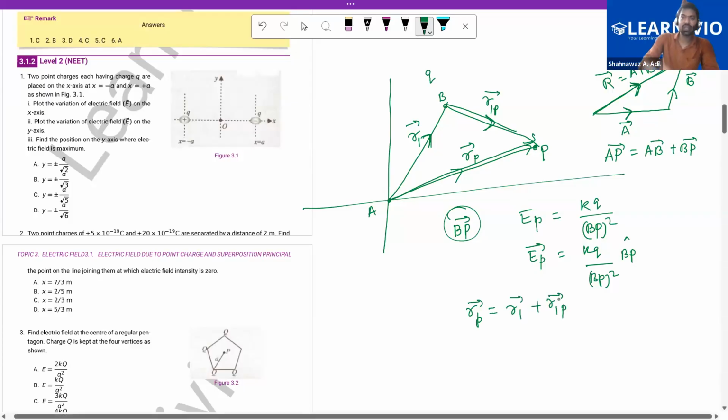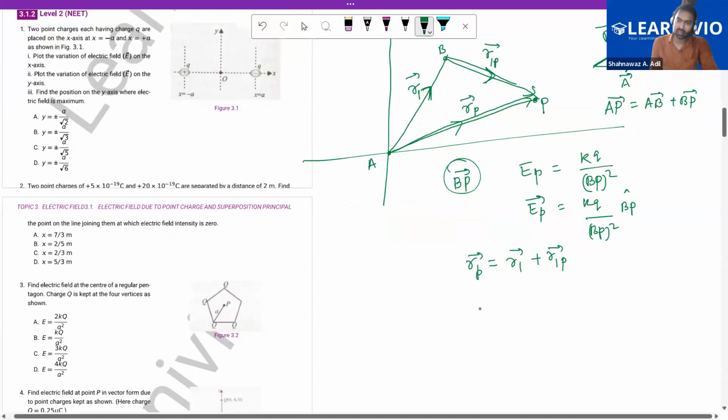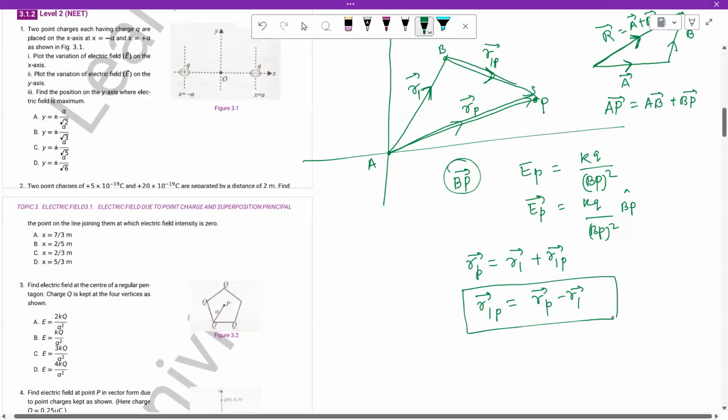But what I want to calculate? I want to calculate this R1P. That is the displacement, right? So this would be RP minus R, right? Okay. Is it clear? Yes, sir.